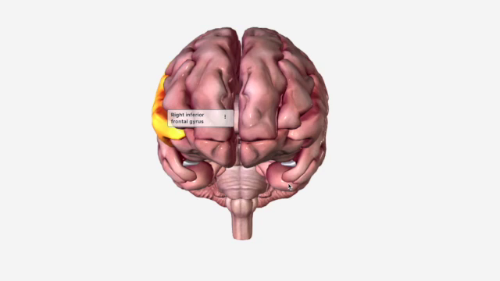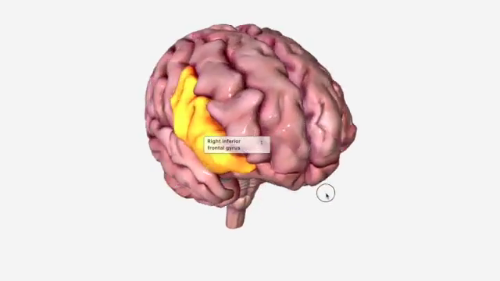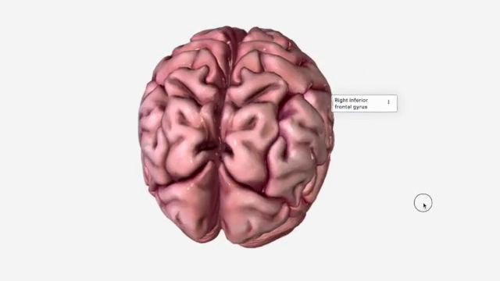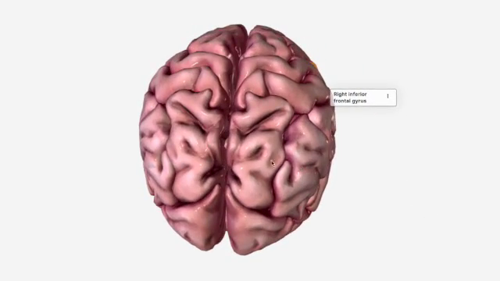Next part we're going to look at is the parietal lobe. The parietal lobe is superior to the frontal lobe. We have the right parietal and left parietal. The parietal lobe processes touch and pain.